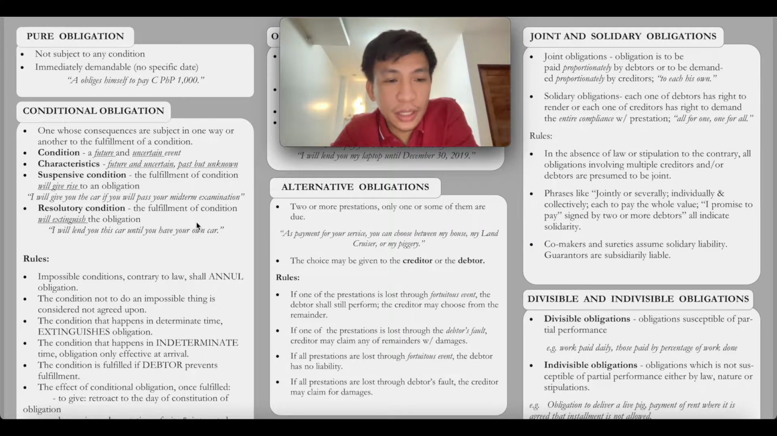Alright? So another example, another rule when it comes to conditional obligations. The condition that an event happen in an indeterminate time, obligation is only effective upon arrival of that condition. Okay. Ibig sabihin lang yan, kung wala namang nakaset na date kung kailan dapat mangyari yung isang kondisyon, magkakaroon lang ng obligation kapag dumating yung date na yon. Okay? For example, bibigyan kita ng or babayaran kita ng 1 million kapag nagka-jowa ka. Okay.